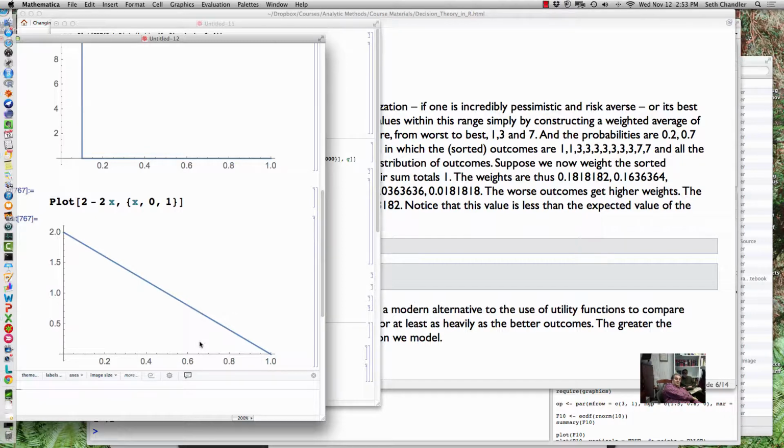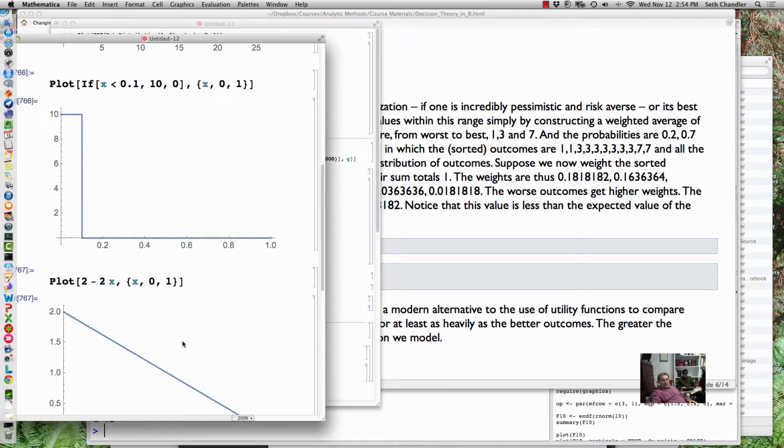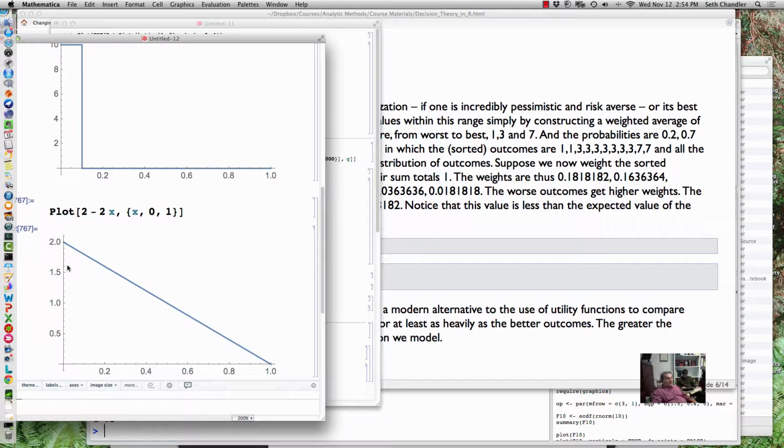What are we looking for? I'm looking for the spectral measure. That is, essentially, how would a person who had this sort of weighting function value that lottery, where there's a 40% chance of 0, a 50% chance of 8, and a 10% chance of 27?